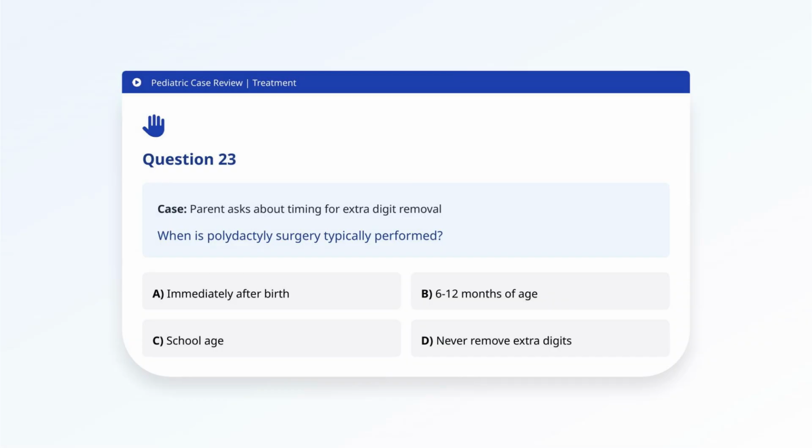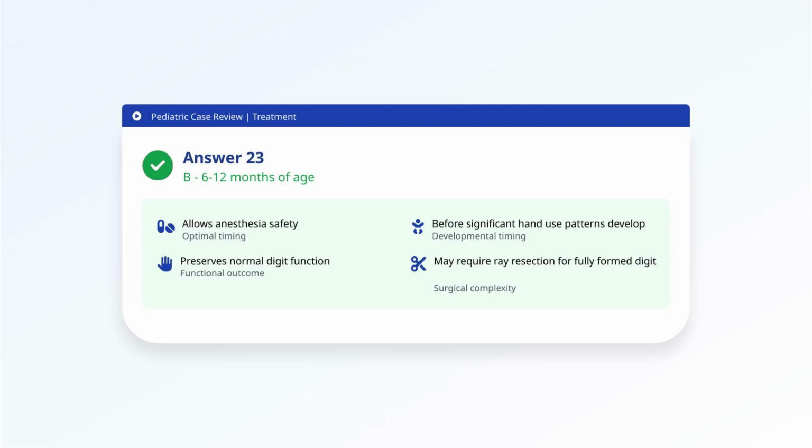When is polydactyly surgery typically performed? Option A, immediately after birth. Option B, 6 to 12 months of age. Option C, school age. Or option D, never remove extra digits. The correct answer is B, 6 to 12 months of age.